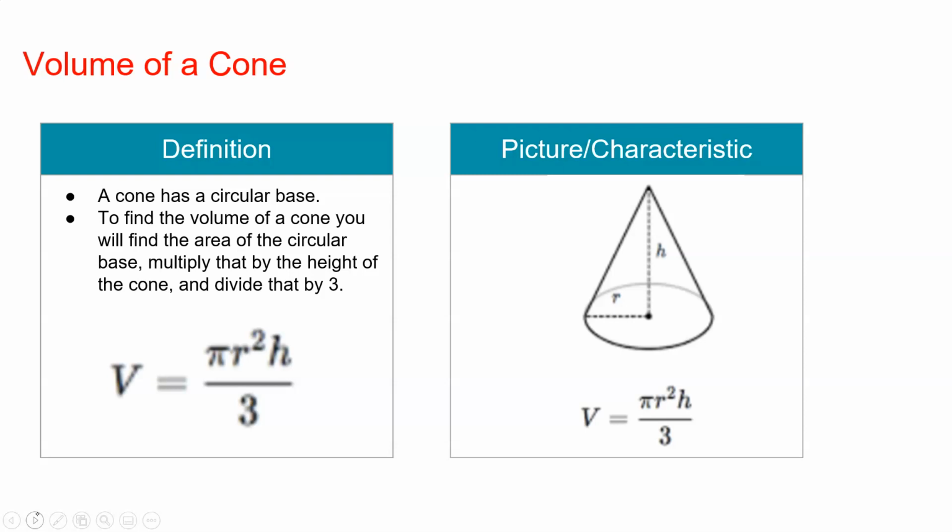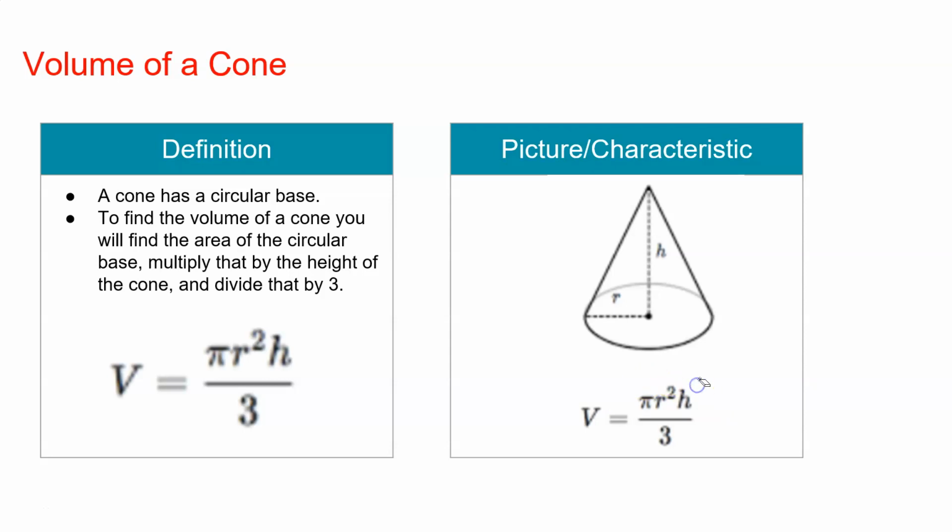So a cone, just a heads up, definition of a cone and its formula for volume. A cone has to have that circular base. If it's a square or rectangular base, that would be a pyramid. But here we have a cone. To find the volume of a cone, you find the area of the circular base, multiply that by the height of the cone, and then simply divide that by 3. The very top part says pi r squared times your height. That's the formula for the volume of a cylinder.